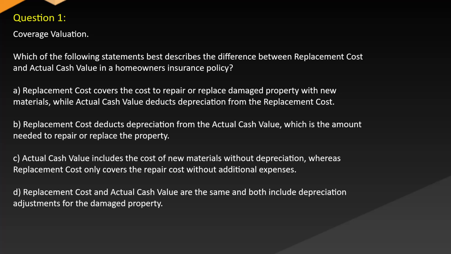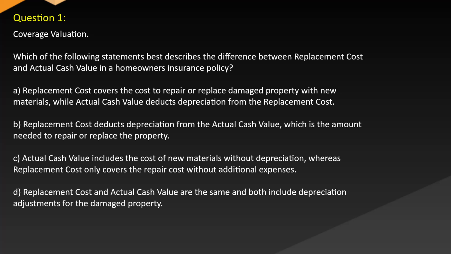Question 1. Coverage valuation. Which of the following statements best describes the difference between replacement cost and actual cash value in a homeowner's insurance policy? A. Replacement cost covers the cost to repair or replace damaged property with new materials, while actual cash value deducts depreciation from the replacement cost.